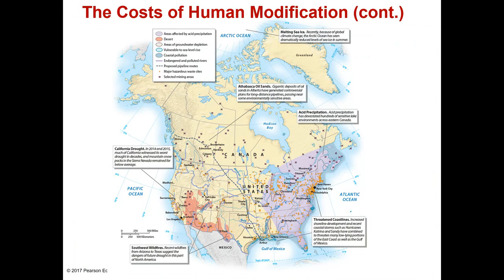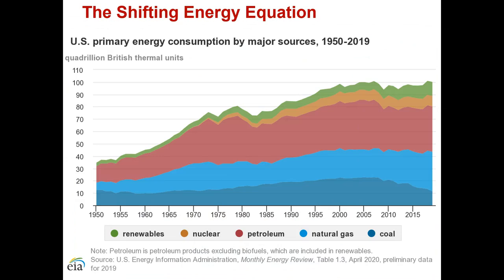Here are some of the major environmental issues in North America. You can see acid rain is not as big of a problem as it was, but it's still a major problem. Potential droughts in the Southwest are a serious issue, and you can look at this in your book for a little more information. But these are just some of the major environmental issues affecting North America.